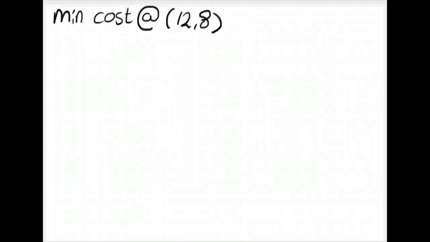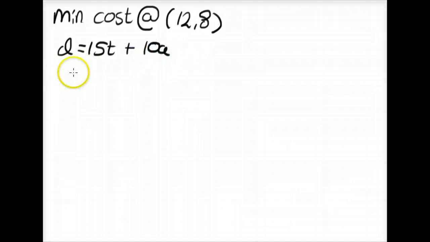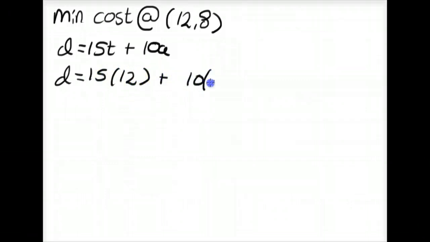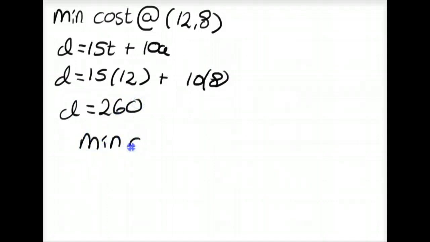So now we know the minimum cost occurs at this point, but we need to find that actual cost. We can just substitute this point into the equation that we have, which is d equals 15t plus 10a. Making the substitution, d equals 15 times 12 plus 10 times 8, or d equals 260. So that means the minimum cost that could be achieved with these constraints is $260,000.